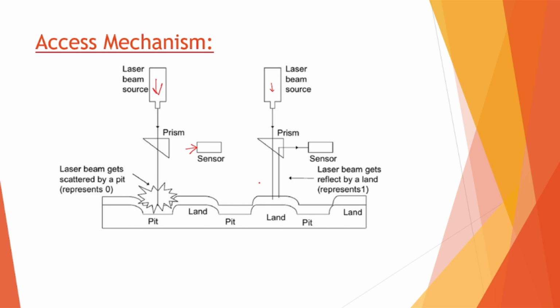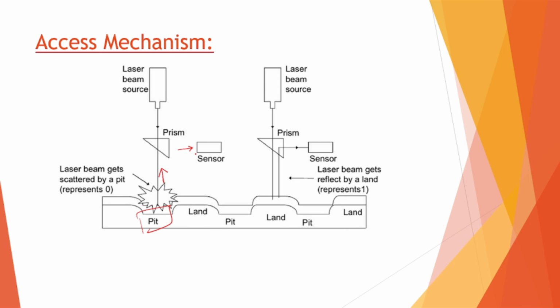This beam is strongly reflected by the coated surface known as land. Where it strongly reflects the beam back, this portion is called a land. And the beam is weakly reflected by the burnt surfaces, which are called the pits. In this case the more intensified reflection is not present, which means the sensor cannot sense the reflected laser beam.